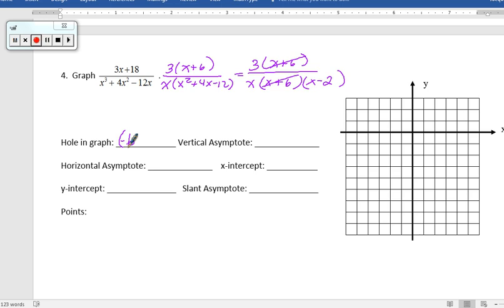When we put that into the graph here, so what we're left with, let's see, we're going to get 3 over, let's finish this guy out.